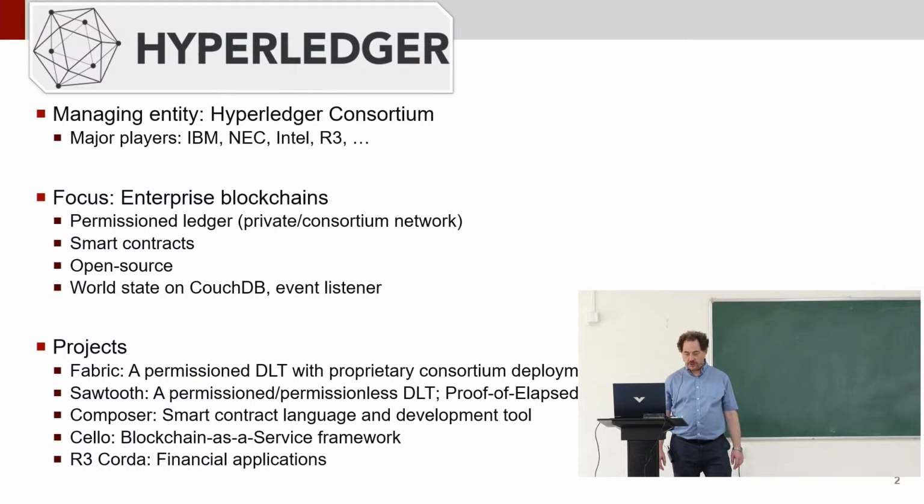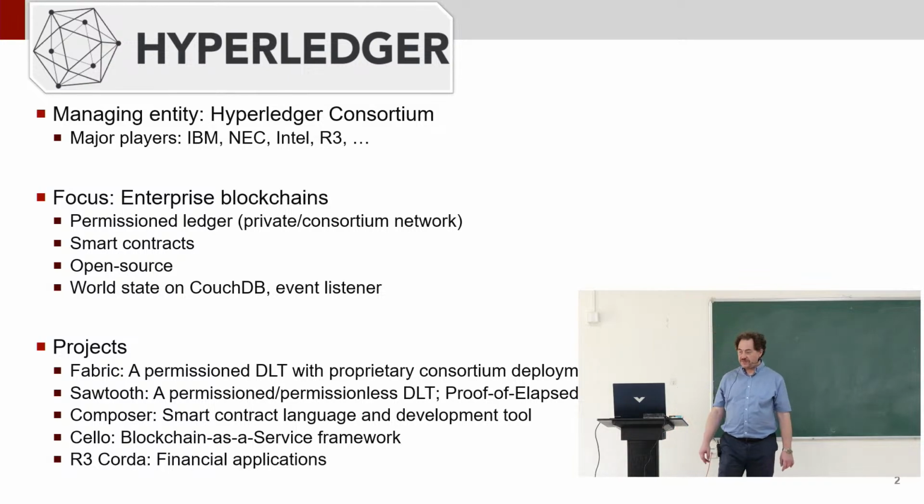Fabric is the flagship product. It's a permissioned DLT with proprietary consortium deployments. Another project is called Sawtooth. It's also permissioned DLT, but it has slightly different priorities. I'm going to talk about Sawtooth towards the end of the lecture. The third project is called Composer. It's more about smart contract language and development tool, but also how you combine different components together in a single application. Cello is a framework for running blockchain as a service in the cloud. And R3 Corda is geared towards financial applications.